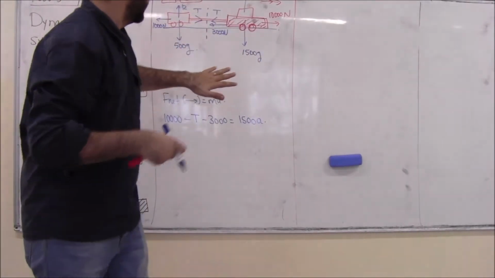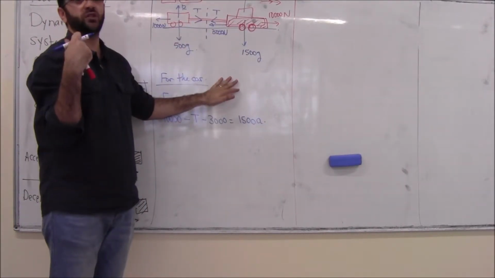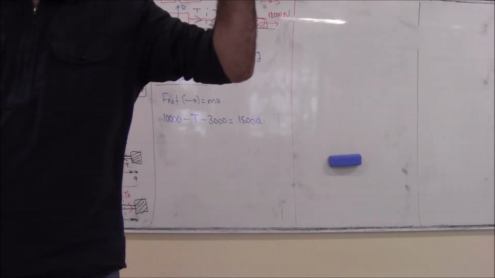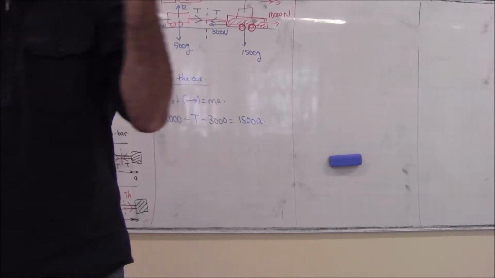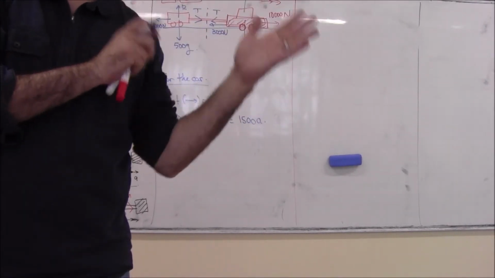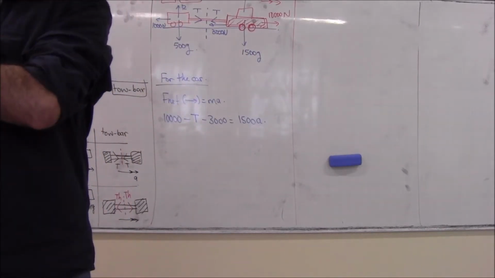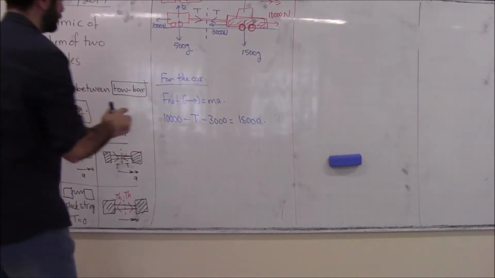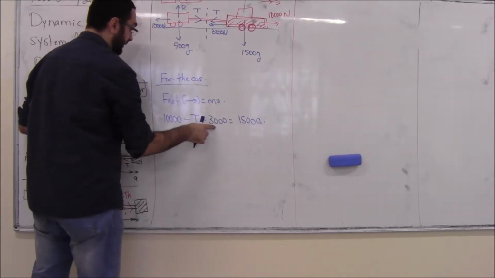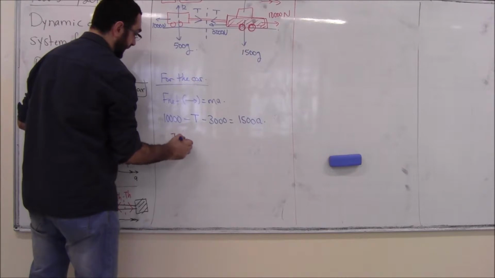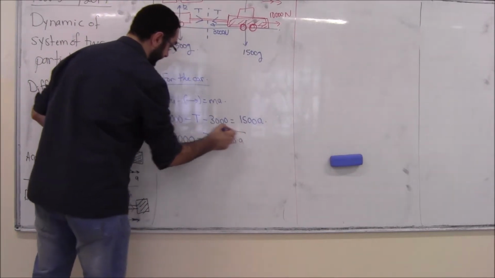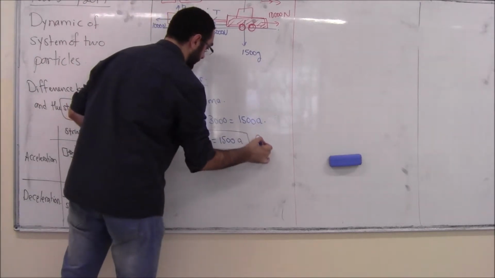In this question and the previous questions, if we deal with horizontal forces, the vertical forces will not affect them. As well, the horizontal forces will not affect the vertical forces. Clear? What do we have unknown here? Tension and acceleration. 10,000 minus 3,000, 7,000 minus tension equals 1,500a. This is the first equation.